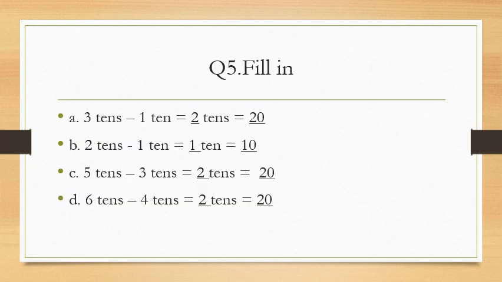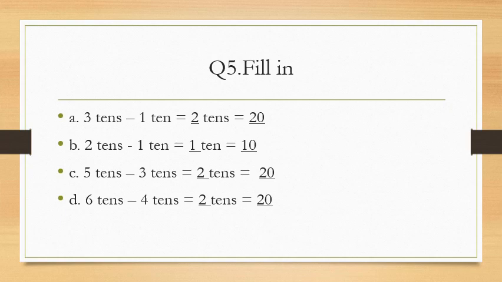Now children, let's do some questions given on page number 10. Question 5, fill in. Look at the first part. 3 tens minus 1 ten. Children, when you subtract 1 ten from 3 tens, you will get answer as 2 tens. And 2 tens is equal to 20.